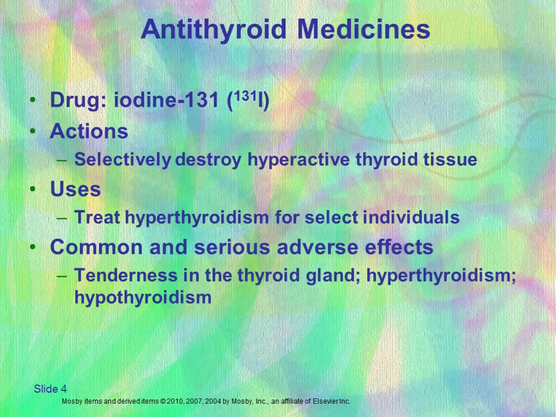Now there's a couple of different antithyroid medications. We have iodine 131, which is a radioactive iodine that selectively destroys hyperactive thyroid tissue. It's used primarily for patients who aren't candidates for more aggressive treatments, such as thyroid surgery, thyroidectomy. So iodine 131 is a radioactive isotope of iodine.